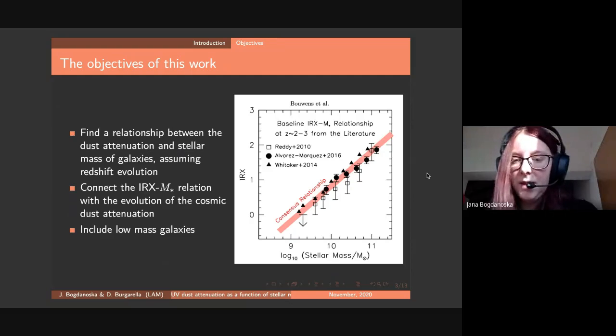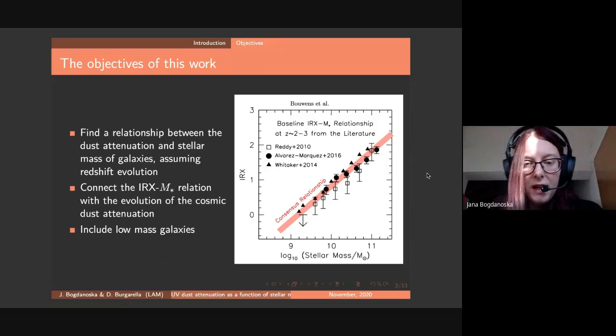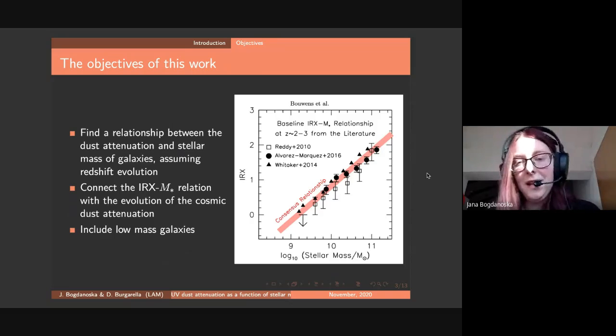So this is something that has been done before, as you can see here on the plot, which is usually what is called the consensus relation. Here you can see that it's been compiled from different literature sources. However, the difference between what is presented here and what I'm about to present to you is that we assume some kind of redshift evolution. Here, all of the data from different redshifts has been compared to each other. So this means that they assume that there is no evolution. However, in our work, we do not start from this assumption.